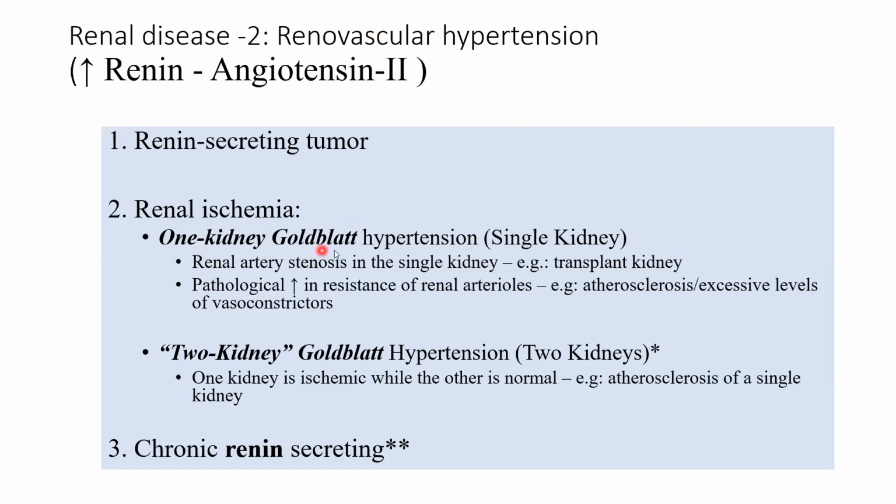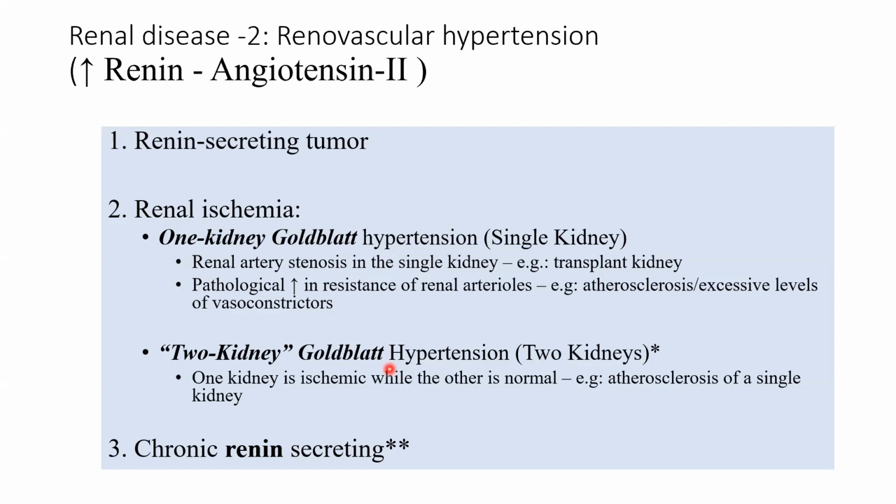So one kidney Goldblatt hypertension is basically due to renal ischemia in a single kidney in this patient, and its attendant hypertension. Okay, that's this. Then you have the two kidney Goldblatt hypertension. Very simply, this person has two kidneys, but the stenosis, the atherosclerosis, whatever blockade is there, it's only in one kidney.